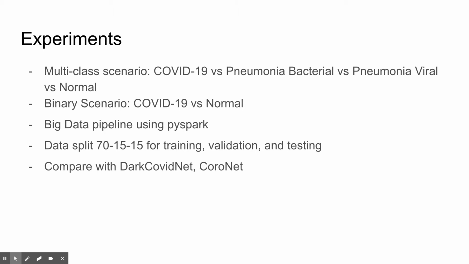So our experiments will test 2 scenarios. The multi-class scenario classifying among all 4 classes, and the binary scenario looking just at COVID. We use PySpark to pipeline and preprocess the dataset and use a 70-15-15 split for training, validation, and testing. We replicate the DarkCOVIDNet model as a baseline and use the results from CoroNet as well, since it represents another large model that was tested on the same dataset used here. The model was trained over 100 epochs within each scenario before being passed the testing dataset.